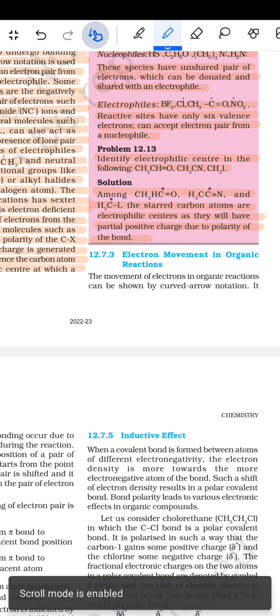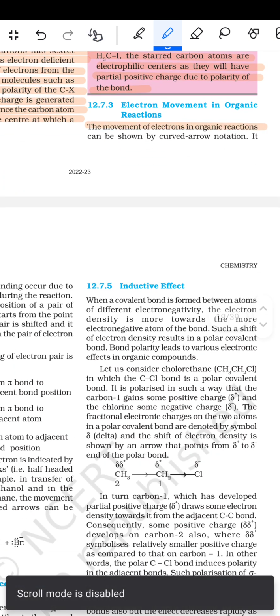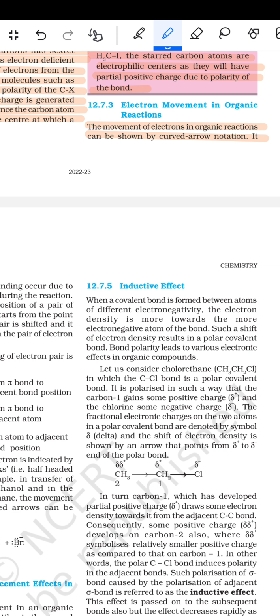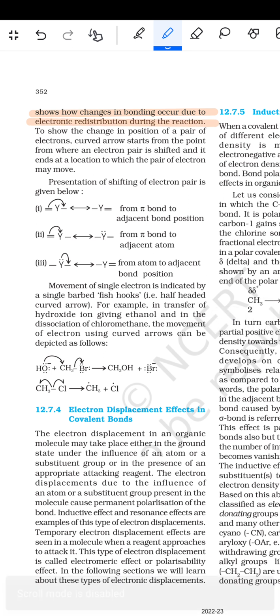Now the electron movement in the organic reaction. The movement of the electrons in the organic reaction can be shown by the curved arrow notation. It shows how change in the bonding occurs due to the electronic redistribution during the reaction. To show the change in the position of a pair of electrons, curved arrow starts from the point from where an electron pair is shifted and it ends at the location to which the pair of the electrons may move.